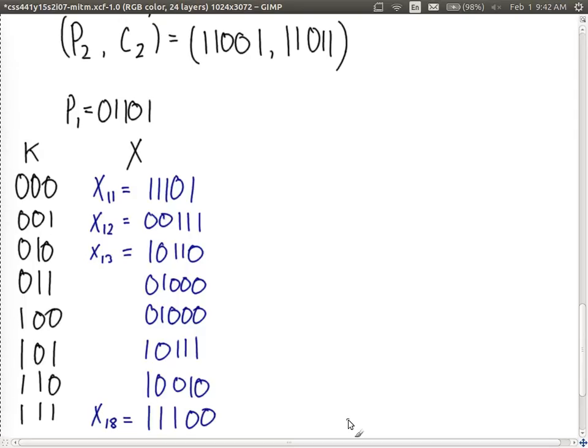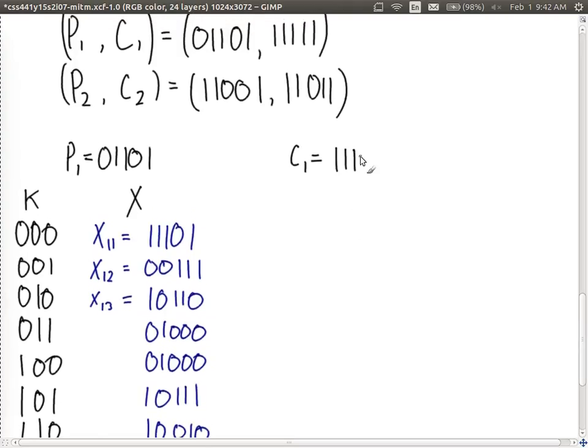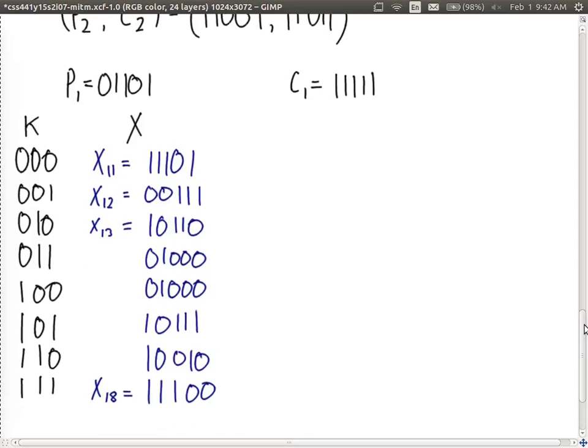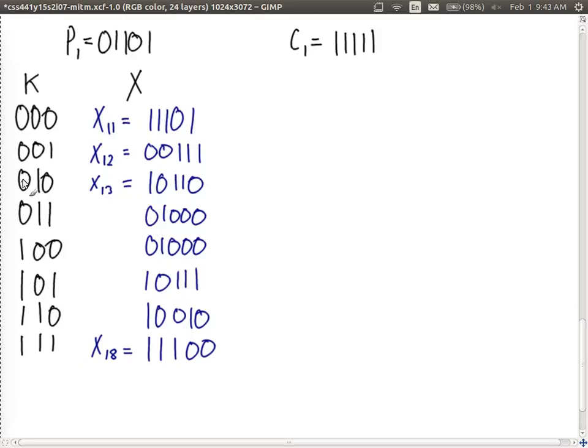And then the next step is that with the corresponding ciphertext, C1, we decrypt that with potential key values. We know C1, it was given to us, 5 ones. So decrypt with the potential keys, see what we get. This was x1. We're going to get another x value here, x2.